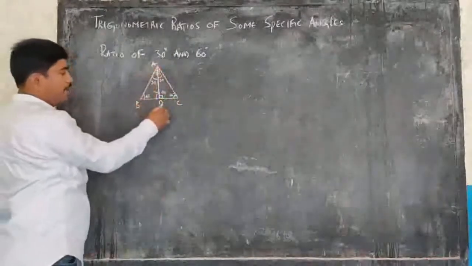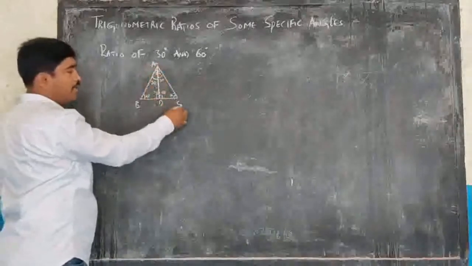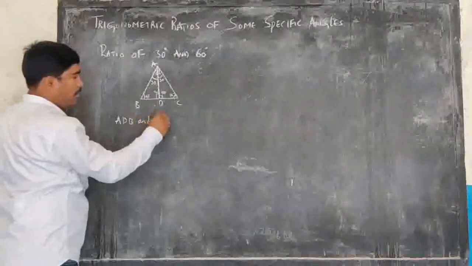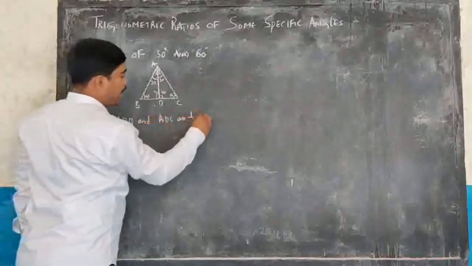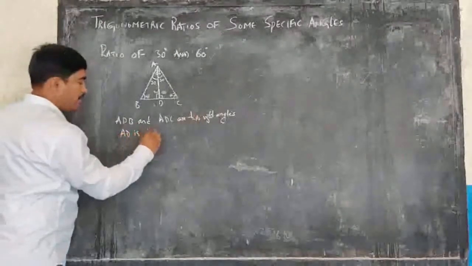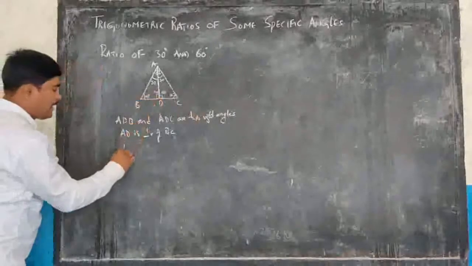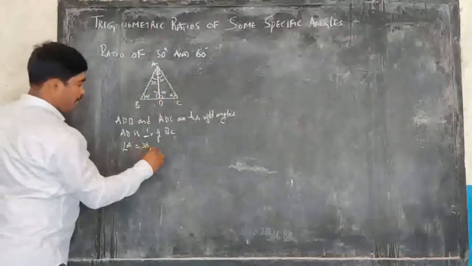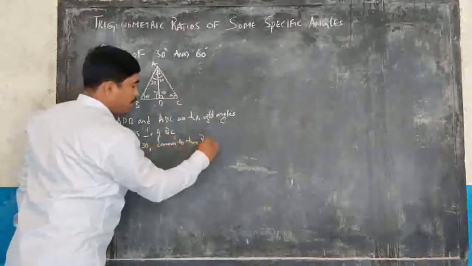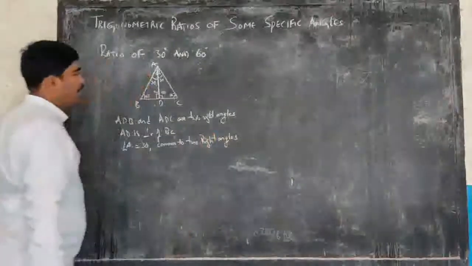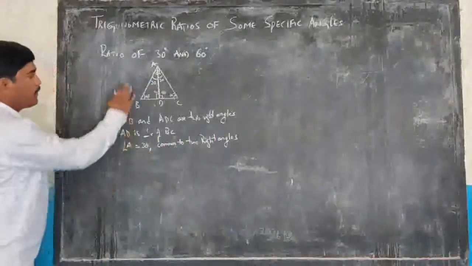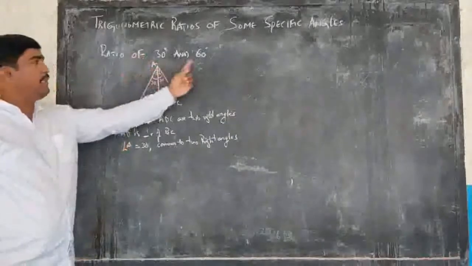Here ABD is one right angle triangle, ADC is another right angle triangle. ADB and ADC are two right angle triangles, and AD is the bisector of BC, and angle A equal to 30 degrees is common to the two right angle triangles. Now, how can I find out the values of 30 and 60?